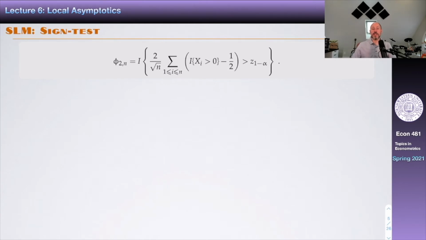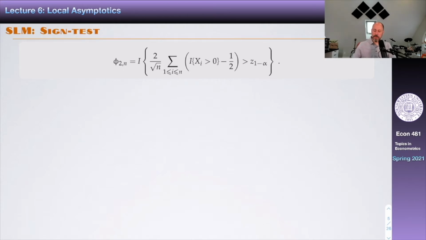The other test that we're going to consider is the so-called sign test, which is also a very old test in statistics. Think about it in the following way: the 2 here is a normalization, you'll see in a minute why, but you have 1 over square root n times the sum of the indicator that these random variables are positive minus a half. And so the idea is, if this distribution is truly symmetric around 0, then roughly you should have half of the observations above 0 and half below 0. So you're just going to count how many are above 0 relative to a half.